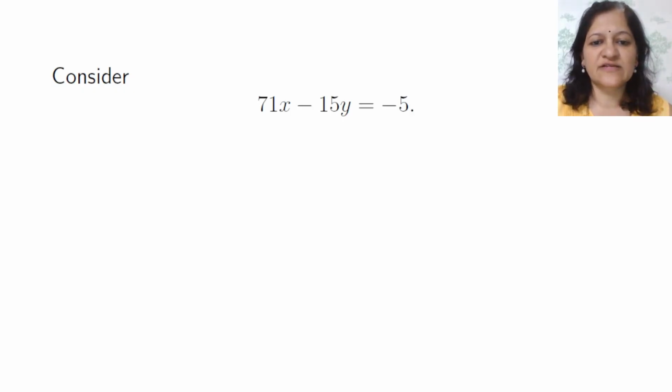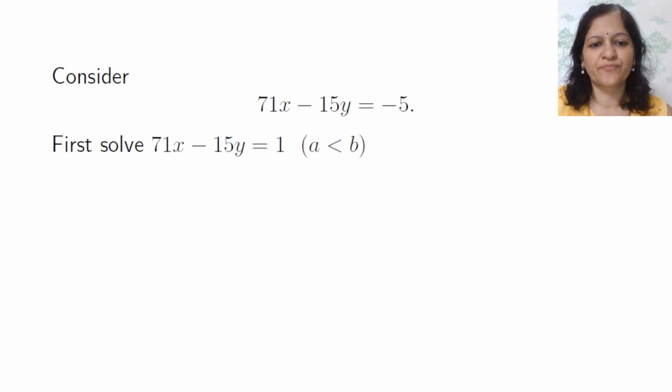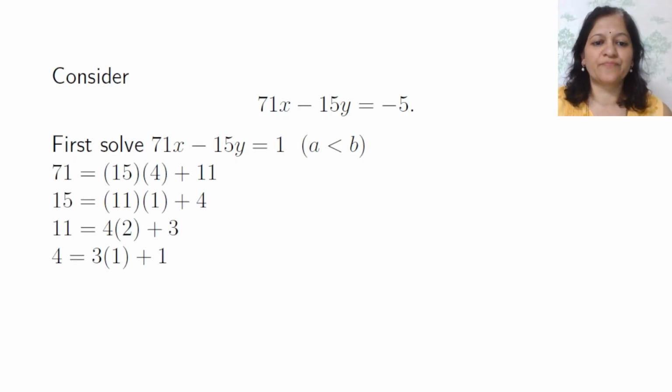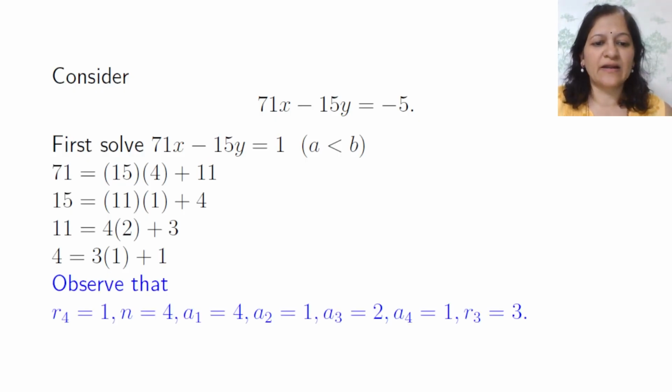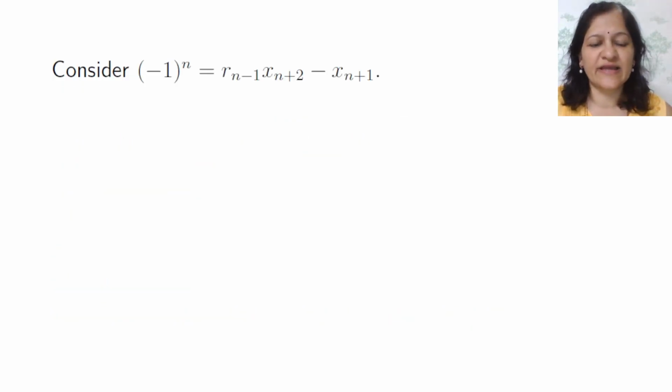Then consider 71x minus 15y equal to minus 5. Here also we have a is less than b. So first let us solve 71x minus 15y equal to 1. Divide 71 by 15 and then we get these 4 steps and we find all these values which are useful for further calculations. Then consider this equation again.